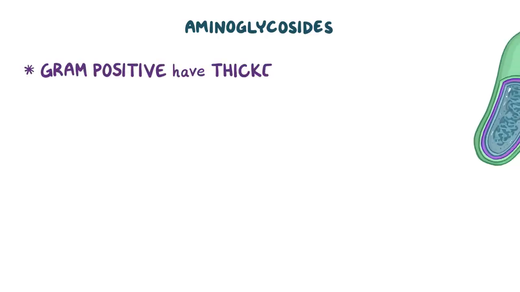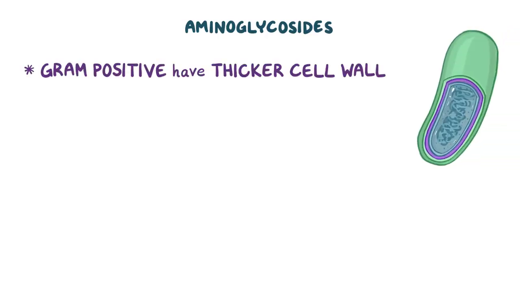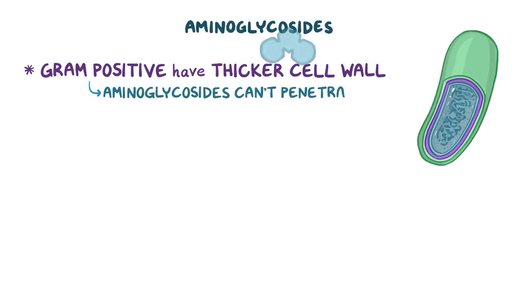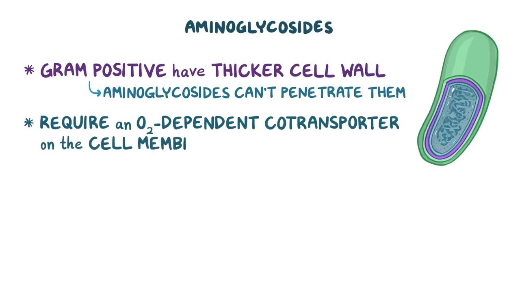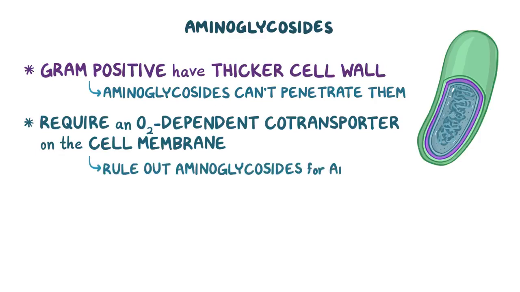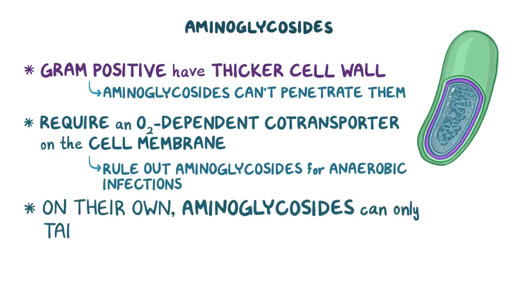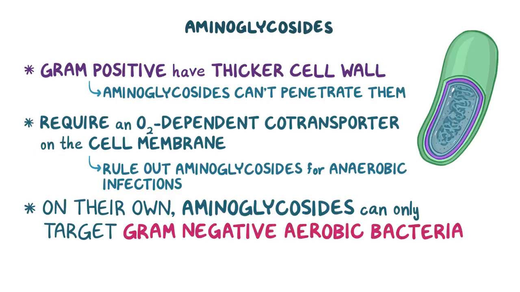To start working, aminoglycosides need to enter the bacteria, and frankly, they aren't very good at it. Gram-positive bacteria have a thicker wall compared to gram-negative bacteria, so aminoglycosides can't penetrate them. They also require an oxygen-dependent co-transporter on the cell membrane to be transported into the cell. Obviously, these aren't seen in strictly anaerobic bacteria, so we can rule out aminoglycosides as a treatment for anaerobic infections. So on their own, aminoglycosides can only target gram-negative aerobic bacteria.